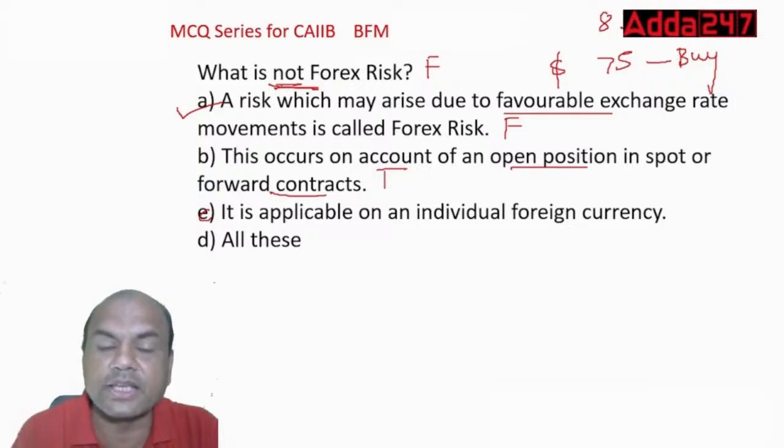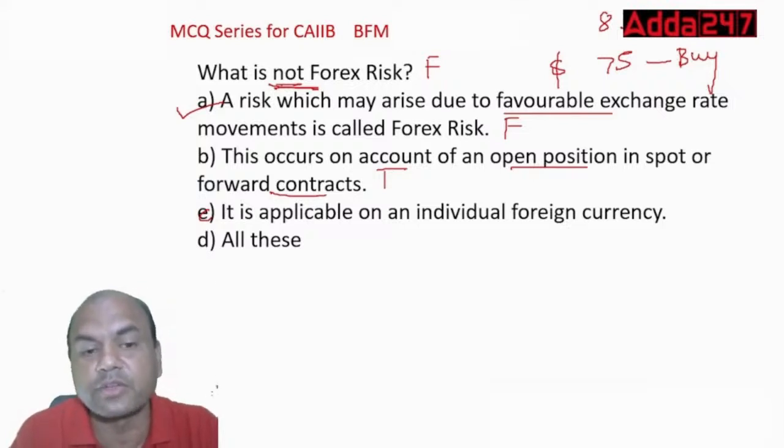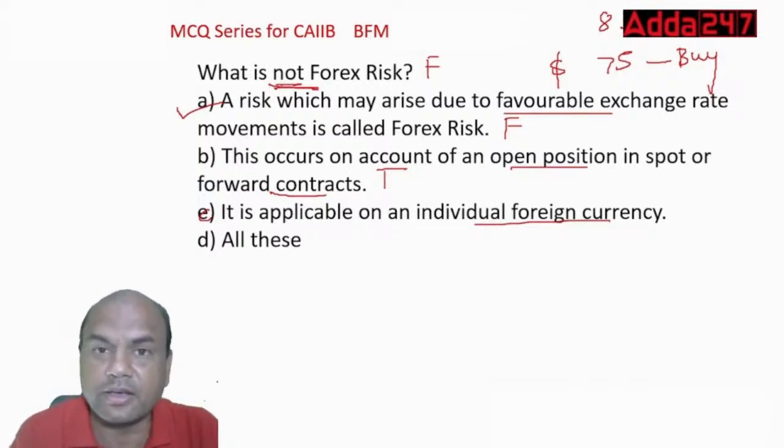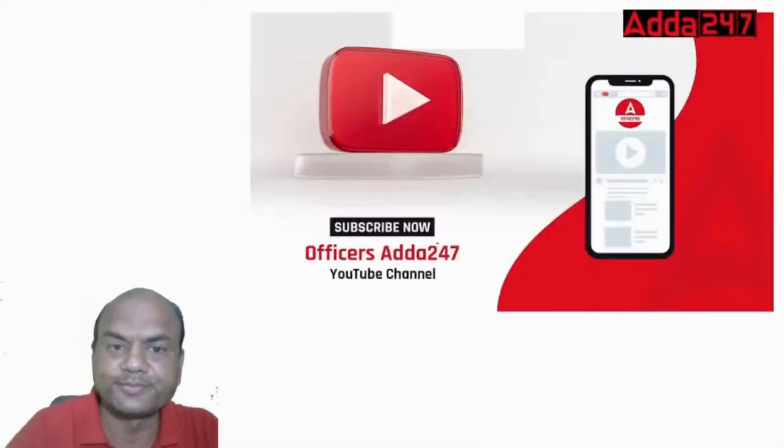Now for just checking this, as we are in study mode, that's why it is applicable to individual foreign currency. That is also true. Individual foreign currency means same logic. I brought dollar at 75 rupees and now it is 70. Then it is applicable, right? So this is true, right?